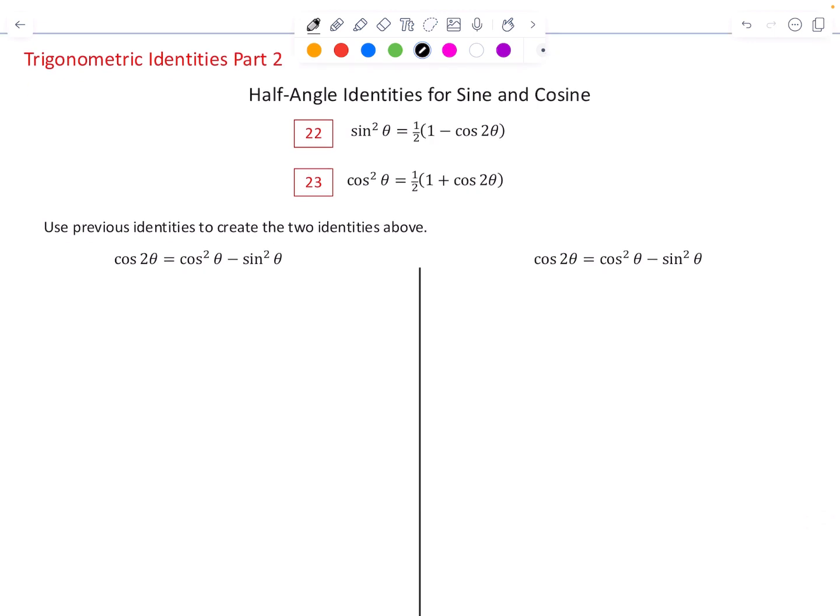Here we have two identities known as the half angle identities for sine and cosine. We will take a moment to establish these identities by using previous identities to create them. Let's begin with identity 22. And I'll begin with the double angle identity for cosine. But there's a sine squared sitting right here and a cosine squared. Identity 22 involves sine squared. So I'm going to use a version of the Pythagorean identity on cosine squared.